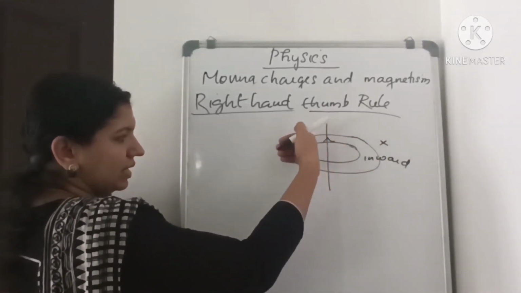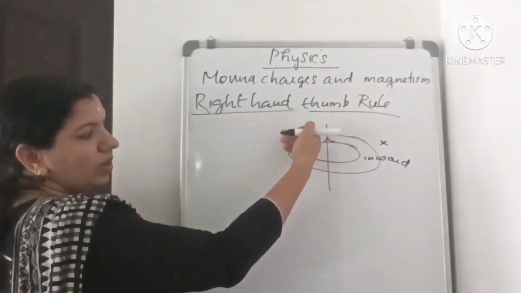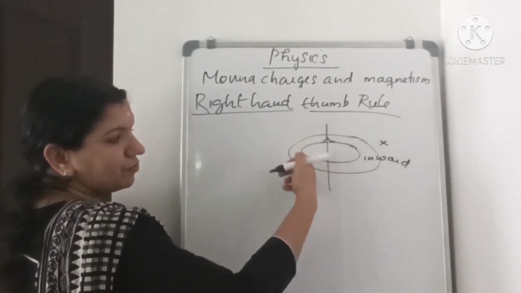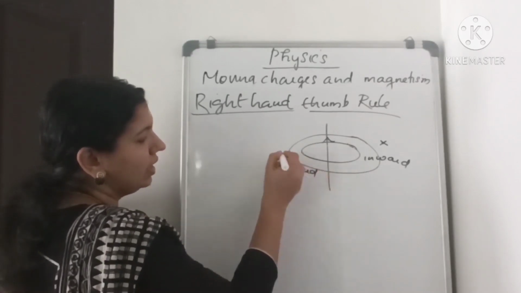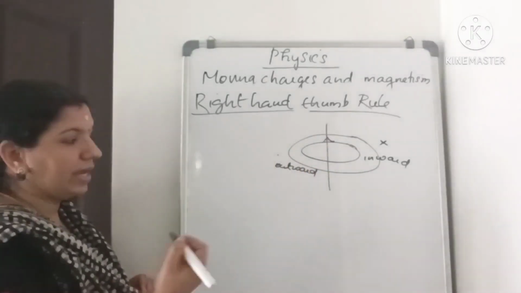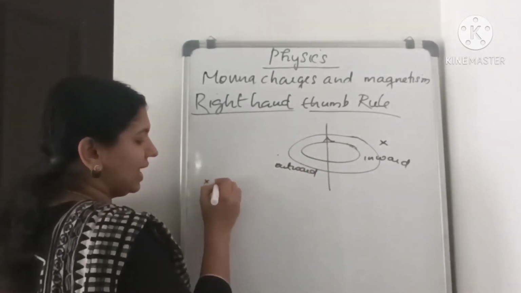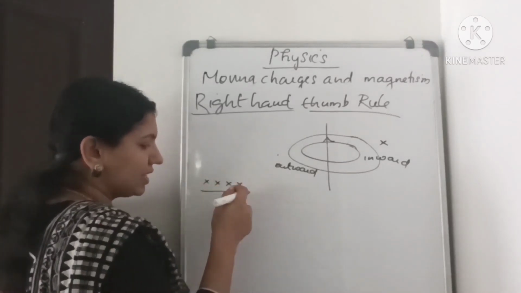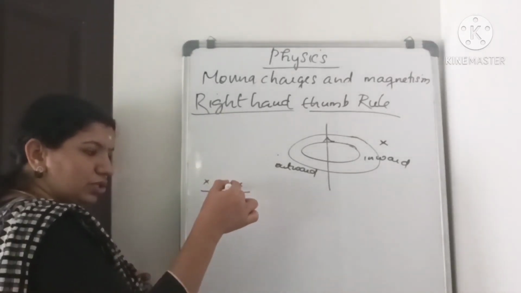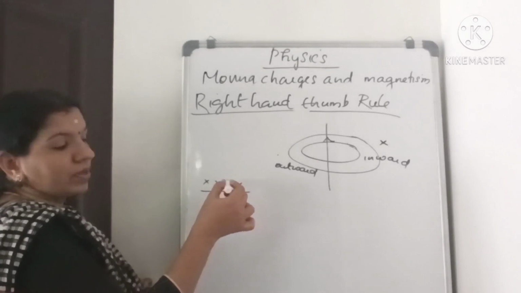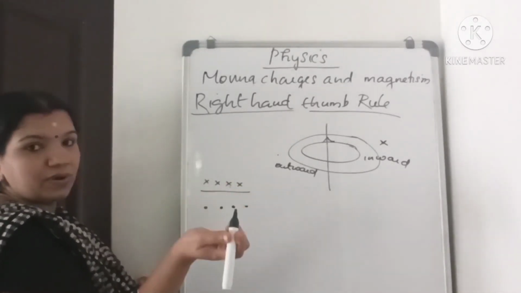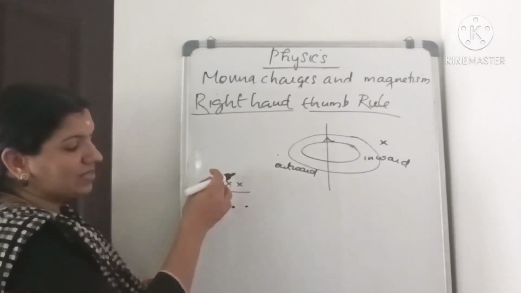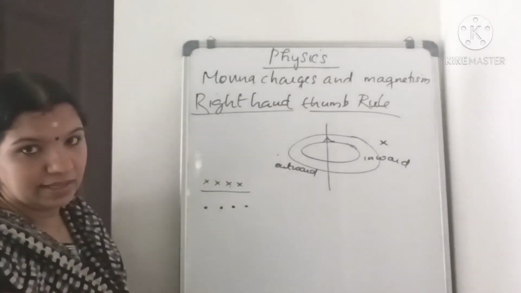But what about this side? Here the magnetic field is outward. Outward is denoted by dots. In some questions you will see it like this, which means that the direction of magnetic field is into the plane of the board. Now if it is a dot, you will say that the direction is out from the plane of the board. That is what the cross and dot indicate.